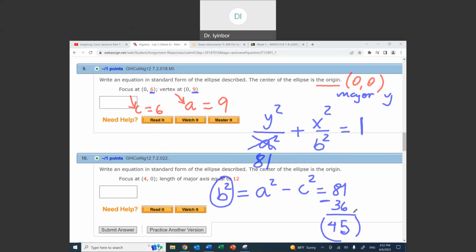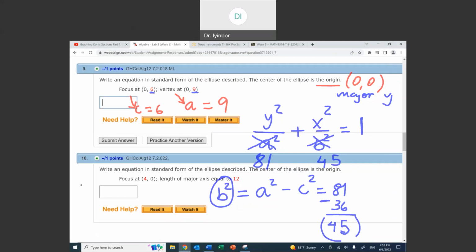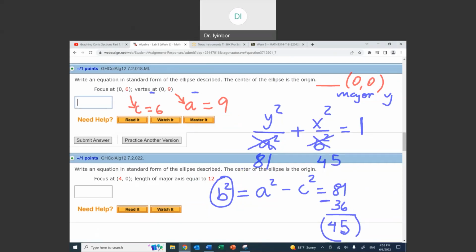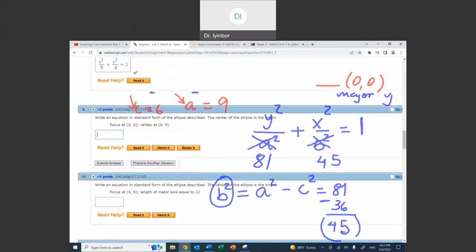So what you're doing, you're going to replace b squared with 45. You don't square, just 45. So this is how my final answer is going to look. I have the final answer for the equation. So that's what you're going to enter here. And again, I'm going to put a fraction. Let's make it small so I can see the fraction.